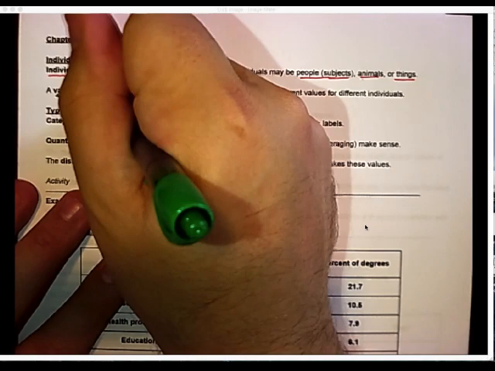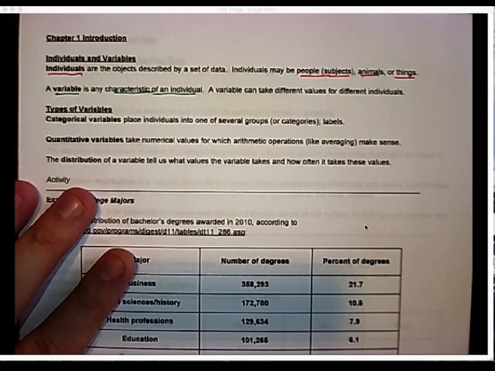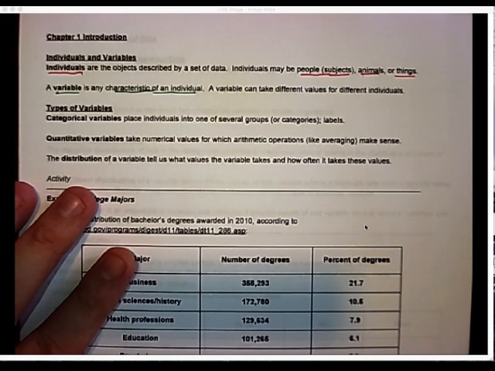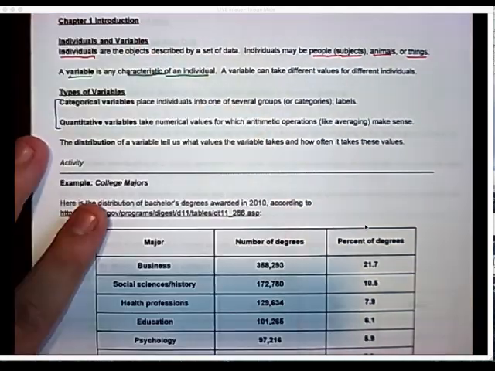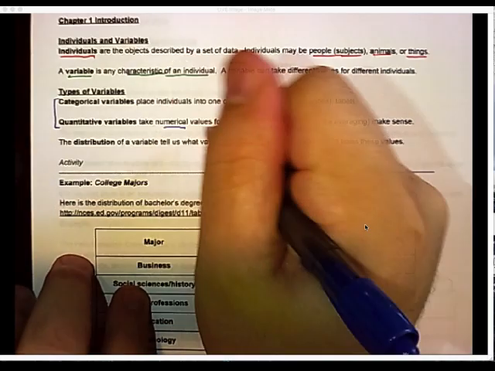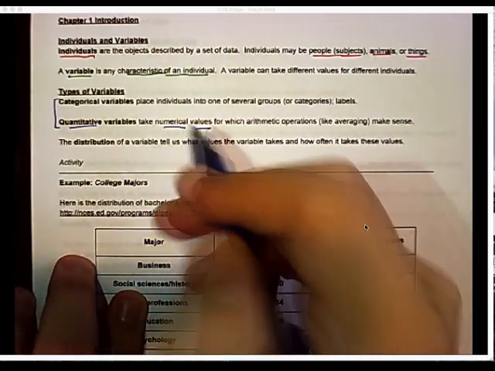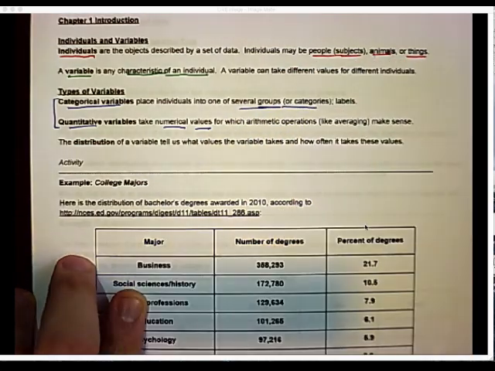Okay, next it says a variable is any characteristic of an individual. A variable can take different values for different individuals. So we have two main types of variables that we're going to talk about. Categorical variables are variables that place individuals into one of several groups or categories. That's why it's called categorical. And quantitative variables take numerical values. So quantitative, numerical values; categorical, places them into several groups or categories.